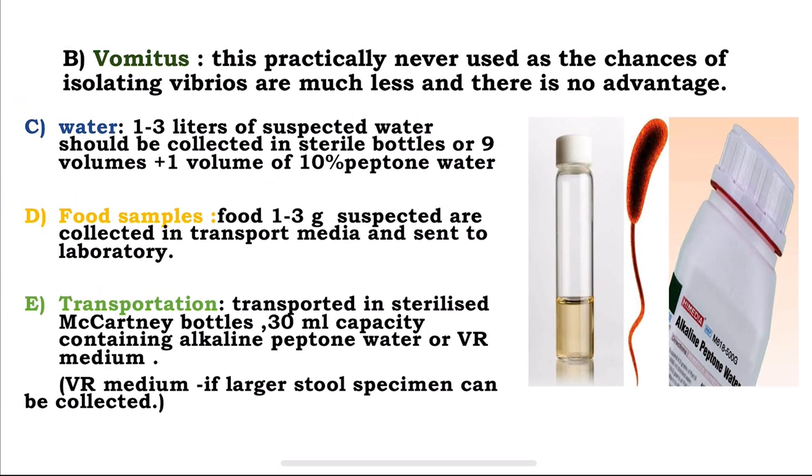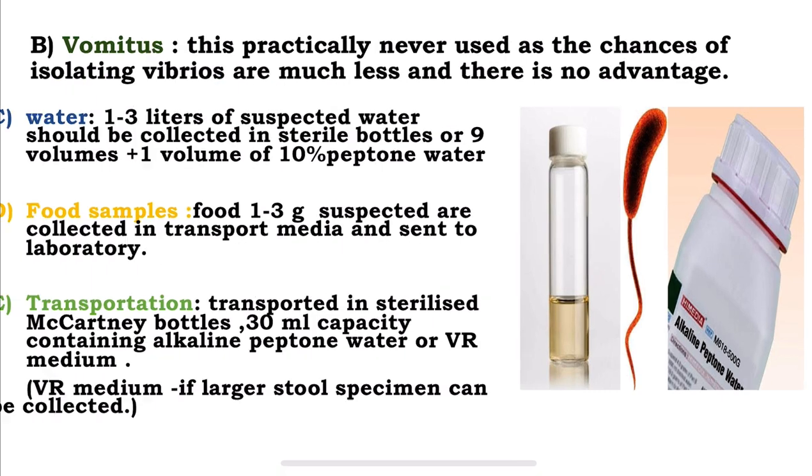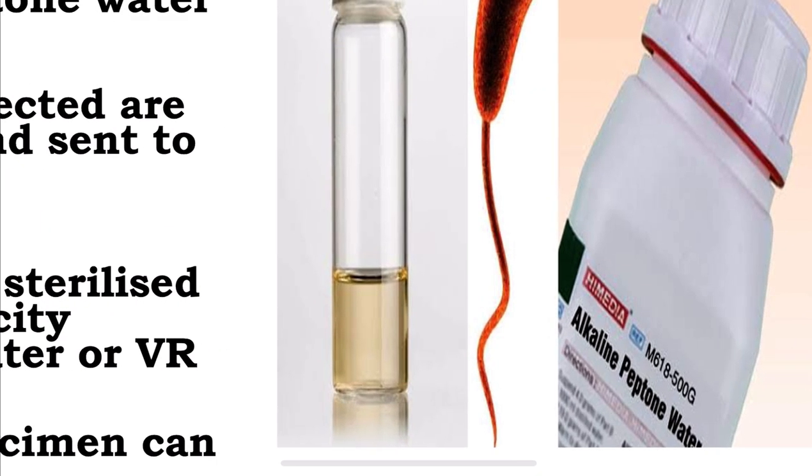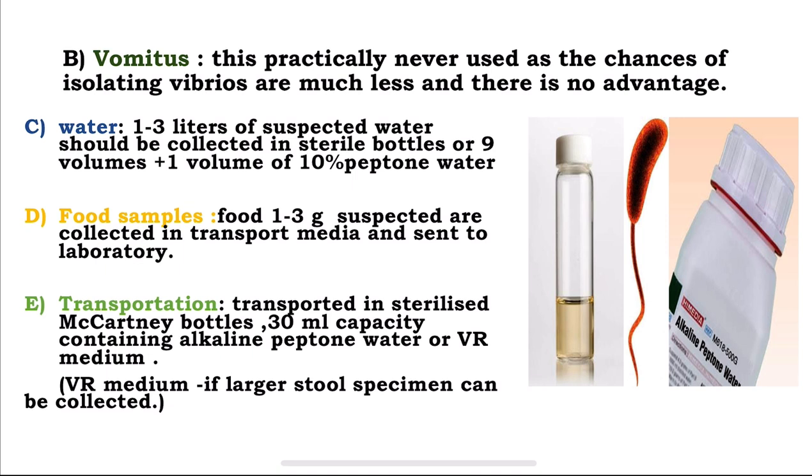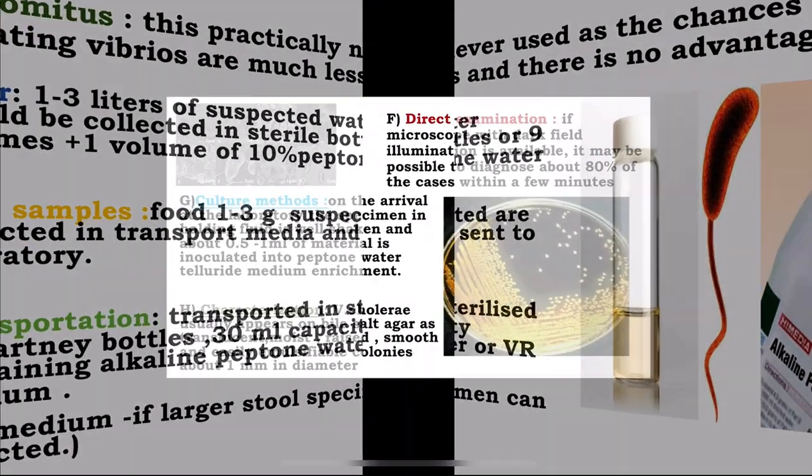And then we come to the food samples. 1 to 3 grams of the suspected food is collected in a transport medium and sent to the laboratory where the organism is isolated. It is transported in sterilized McCartney bottles of 30 ml capacity, containing alkaline peptone water or the VR medium. If larger stool specimens are collected, the VR medium is considered.